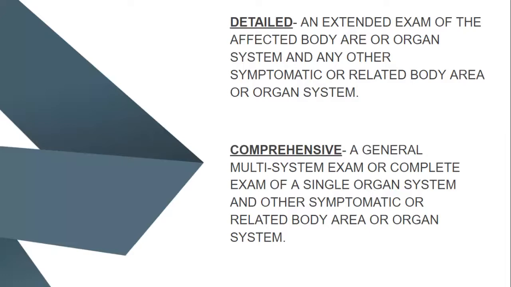Detailed, which is an extended exam of the affected body area or organ system and any other symptomatic related body area or organ system. Comprehensive, which is a general multi-system exam, which is more than one system, or complete exam of a single organ system, which you need to look for there is complete, and other symptomatic or related body area or organ system. Okay, so that was a mouthful, right? Well, I want you to pull out your CPT.